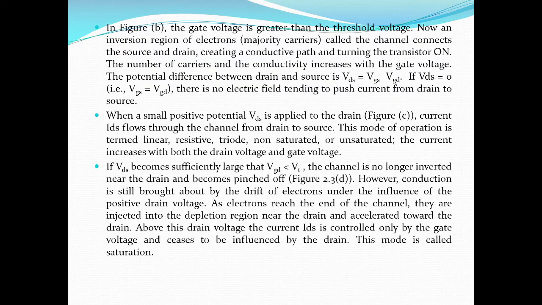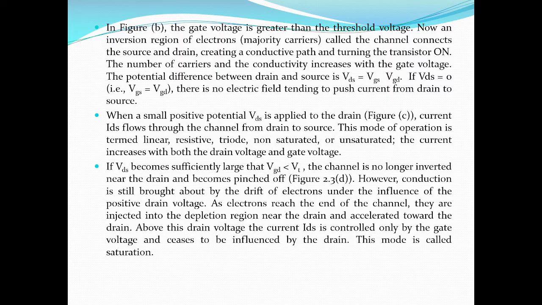Next case, if VDS is sufficiently large, even if the gate voltage is less than the threshold voltage, now the carriers will be fewer. The channel is no longer inverted near the drain and it becomes pinched off. That is the last figure. However, conduction is still brought about by the drift of electrons under the influence of the positive drain voltage.